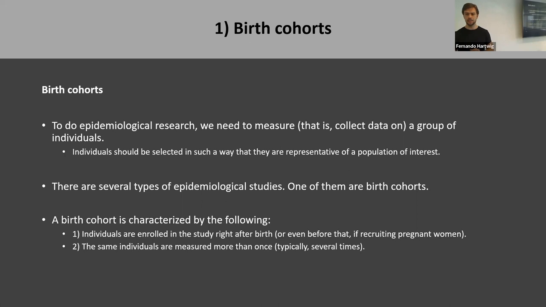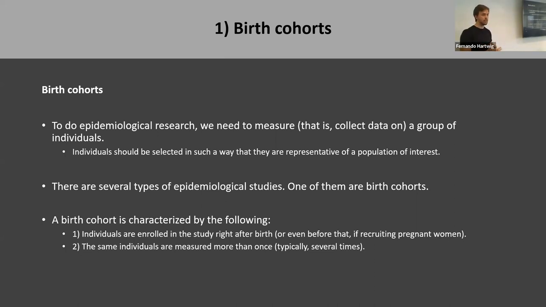And I think this issue of representativeness is getting a little bit overlooked in some modern studies in epidemiology. And this is quite a vague statement, like we need to collect data on a group of individuals. And there are many ways that we can do this, and those different ways correspond to different epidemiological studies.